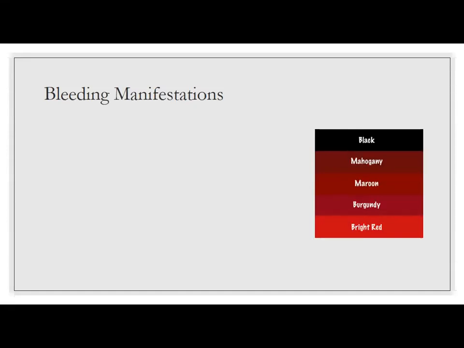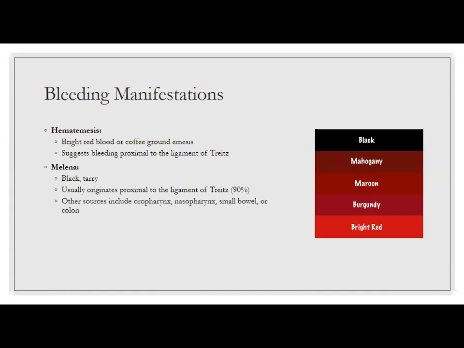So you guys probably all know these things, but just a good reminder, hematemesis, that's bright red vomiting up of bright red blood, or coffee ground emesis. That's going to be an upper GI bleed. Melena, that's black tarry stools, typically also an upper GI bleed 90% of the time. But if you can't find it coming from an upper source, you should also think about the small bowel or the right side of the colon or the oropharynx or the nasopharynx.